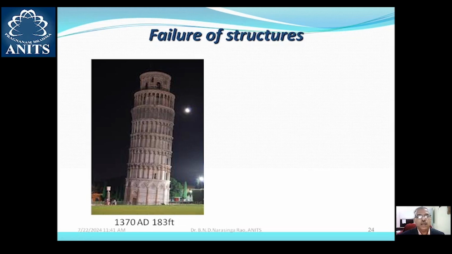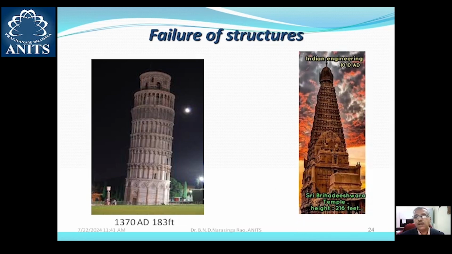Interestingly, the tower of the Sri Brihadiswara temple, which is taller than the Leaning Tower of Pisa, that is 216 feet, was constructed 360 years earlier than the Leaning Tower. It is standing erect without any settlement problems. It is very interesting, an engineering marvel of the construction of those times.